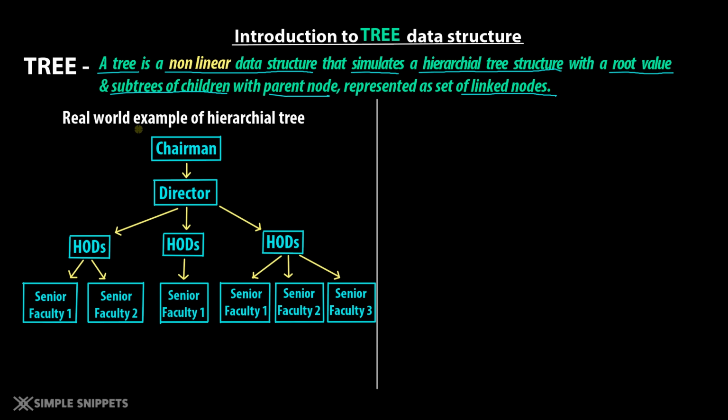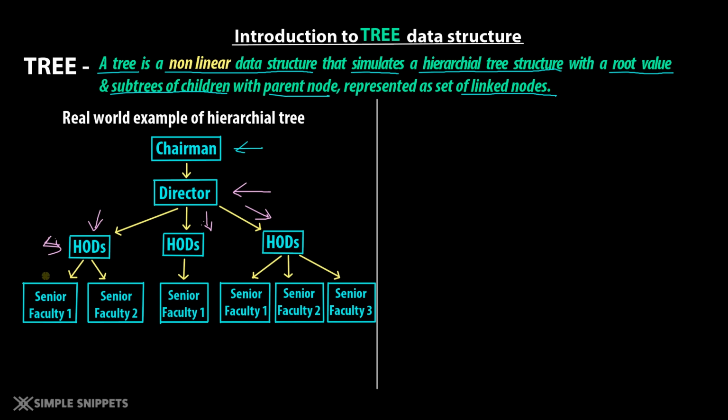Let's take an example of a typical college hierarchy. In a college we have a chairman, and we would have a director, who is under the chairman. Then under the director we have multiple HODs, that is, heads of departments. Let's say in a college we have multiple departments: science, commerce, and arts. We have their individual HODs, and they all report to the director.